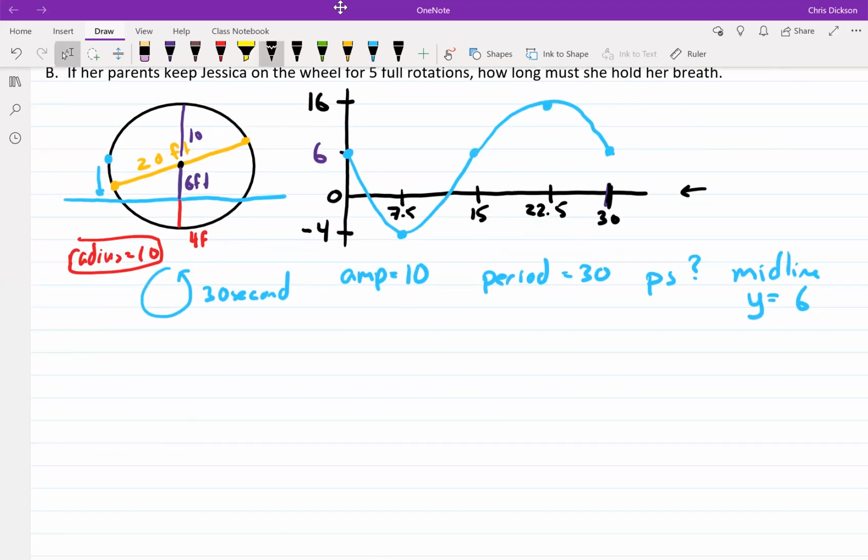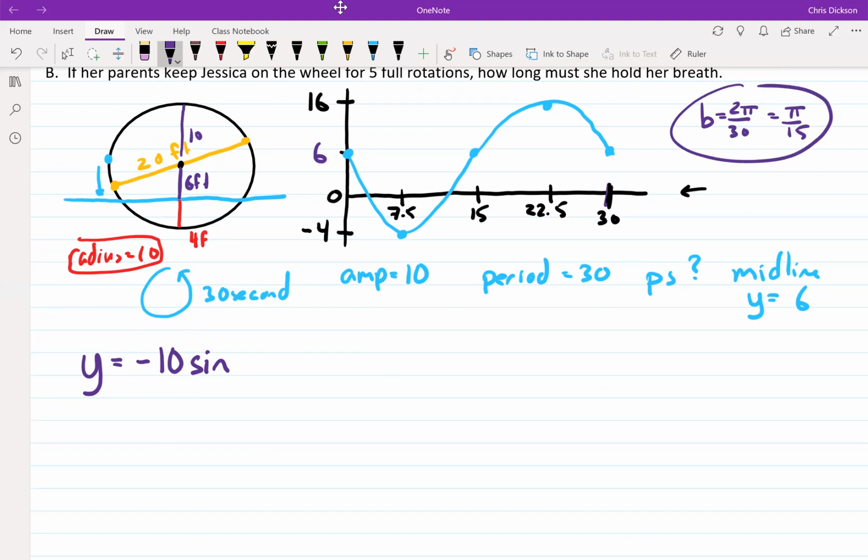So if I write an equation for sine, first of all, I would say y, ooh, that's crazy. Let's undo that. So I'm going to write an equation for sine. Now, because it's starting at the midline going down, it's a negative sine graph. So I'm going to say negative a, so negative 10 sine. Now my b value is 2 pi over the period of 30, so it'd be pi over 15. And I'm choosing sine because there's no phase shift. And I go plus the midline. So don't say minus 4. You want to say plus 6 here. Okay, so that's where our midline would be here.